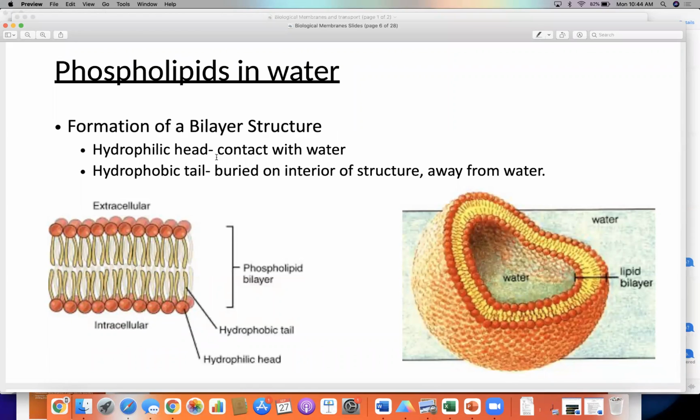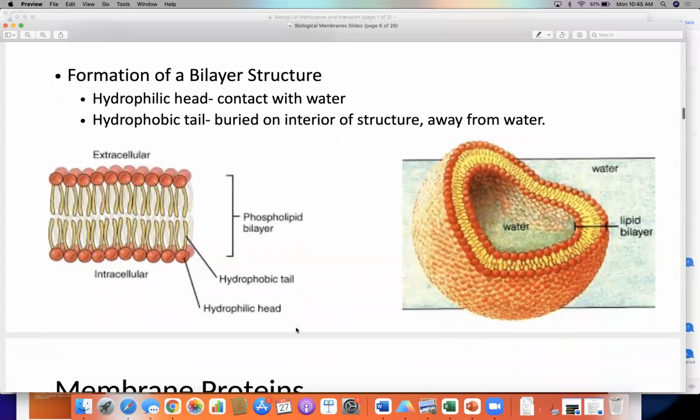The hydrophilic head makes contact with water, while the hydrophobic tails are buried on the interior of the structure, away from water. These are our hydrophobic tails right here. And it is the hydrophobic tails that are contributing to the selective permeability of this membrane. So do understand that piece.